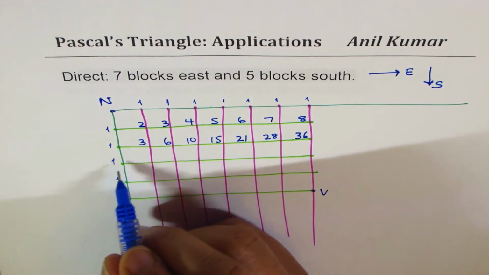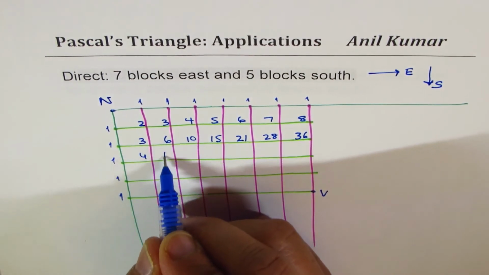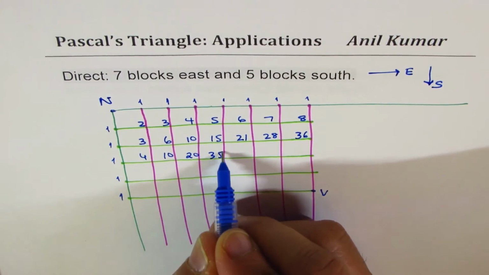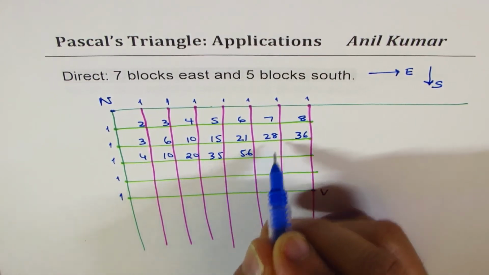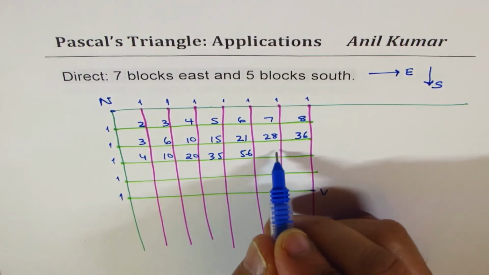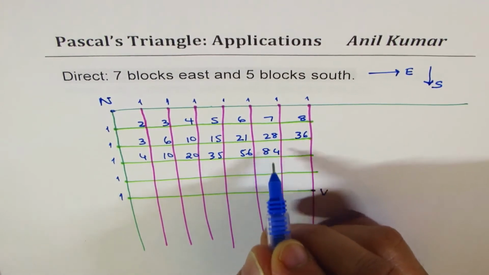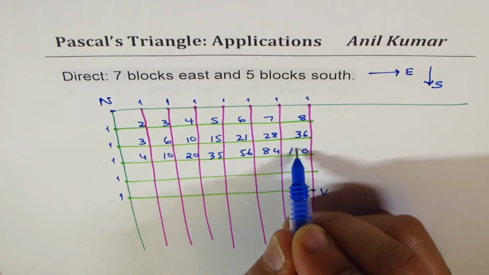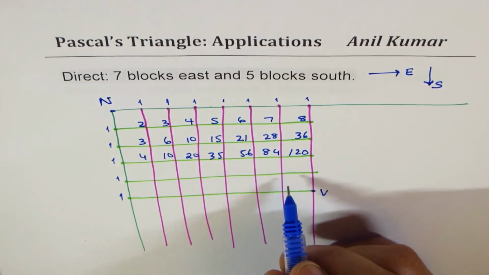Now the next one: 1 plus 3 is 4, 4 plus 6 is 10, 10 and 10 is 20, 20 and 25 is 35. And when you add this up, you get 56, 6 and 8, 14, 4, 1, 84. And that makes it 10 and 1, 12, 120.